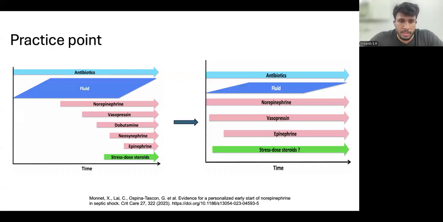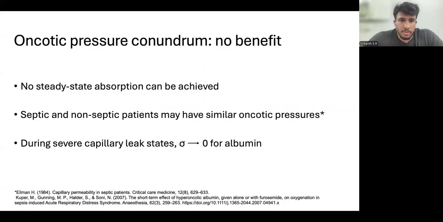This is also reflected in multiple recent papers. Initially they used to talk about filling the tank and then squeezing it with vasopressors. But now the concept is more about starting vasopressors early along with your fluids and limiting the total amount of fluids that you give, because the net positive balance ends up causing harm to the patients. We'll also discuss why targeting oncotic pressure is not really beneficial. If you look at what we have seen till now, there is no steady state absorption that happens in patients.